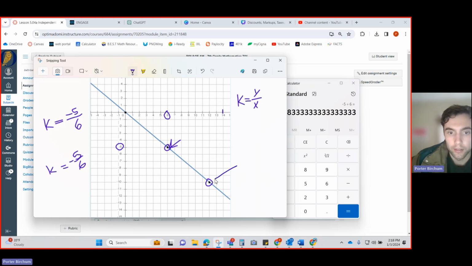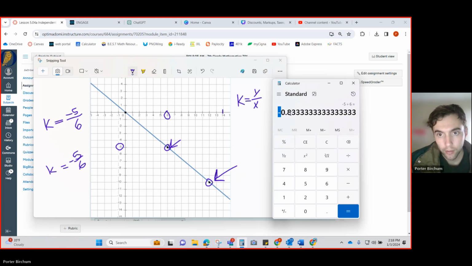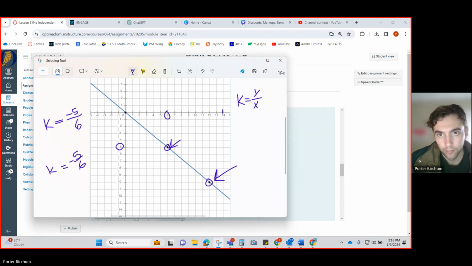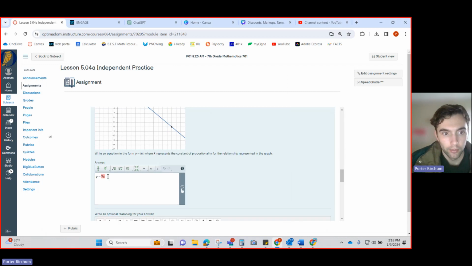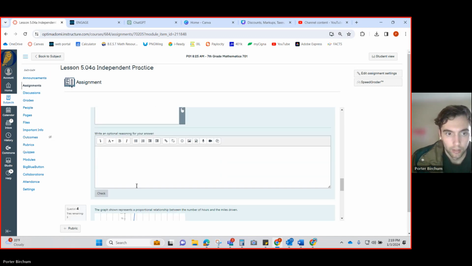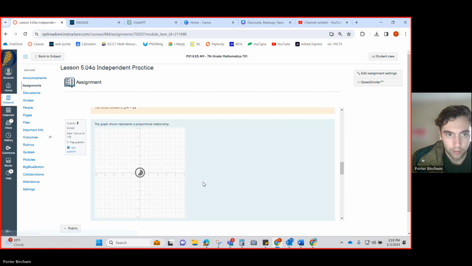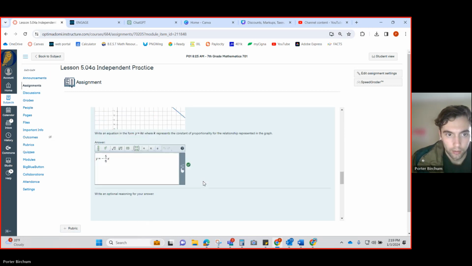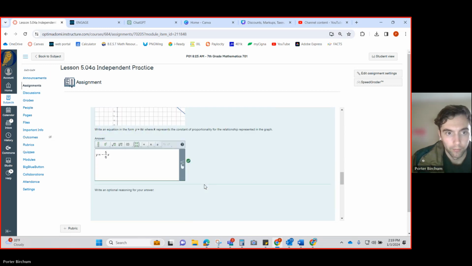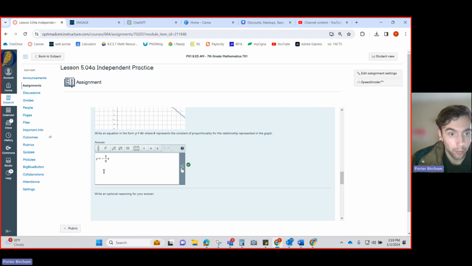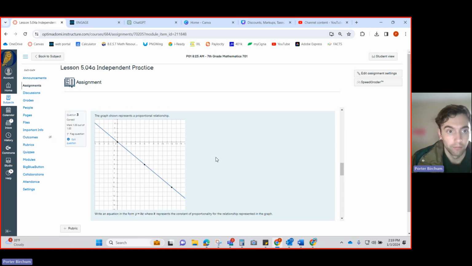If you used this second dot to help you, you would have ended up with maybe negative 10 on top of 12, which you can simplify to negative 5 on top of 6. Okay, negative 5 over 6. I don't know if the decimal with the repeating bar would have worked. I know the fraction way works for this question.